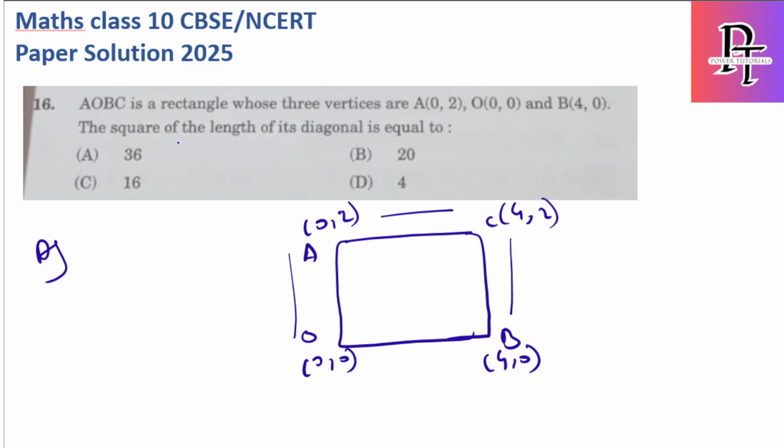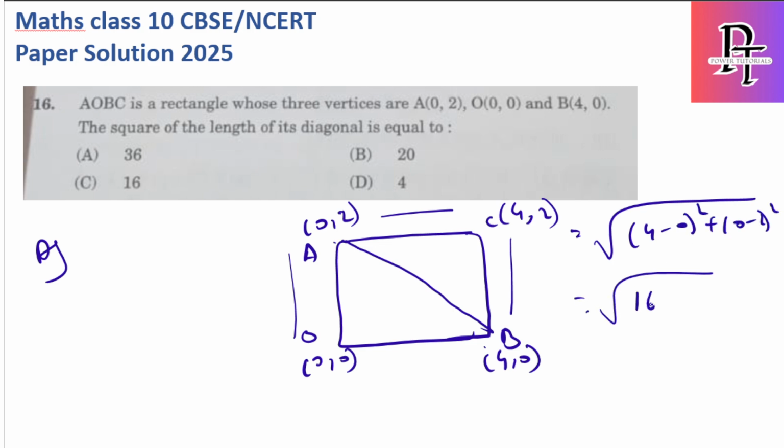Let's see what they're asking. Square of the length of the diagonal. So simply no need to find the C value, I can simply find the A, B distance. Distance between 2 points is root of (x minus x1) whole square plus (y minus y1) whole square, which is (4 minus 0) whole square plus (0 minus 2) whole square, which is root of 16 plus 4, which is root of 20. They're asking the square of this length, so I just have to square it. The root and square get cancelled. The answer is 20, which is B.